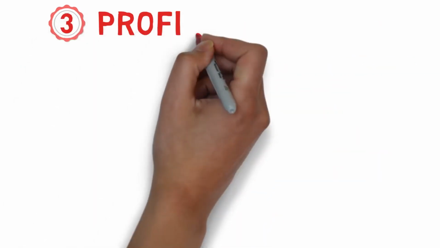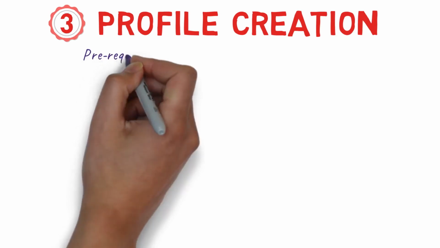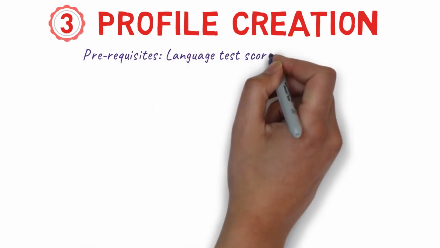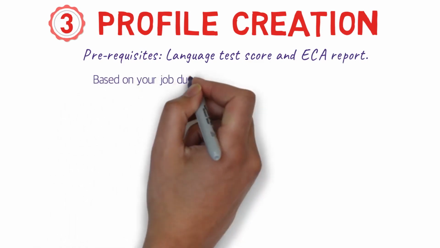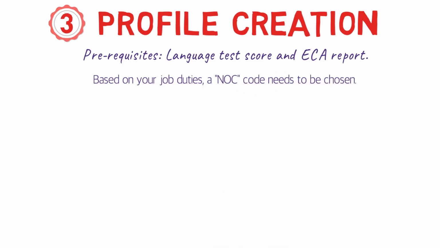Okay, now the step 3, creating your Express Entry profile. There are a few prerequisites before you create the profile. You should have your language test score and your ECA report ready with you, which means your step 1 and step 2 should be completed before you start your step 3. Based on your job duties, a NOC code needs to be chosen by you. What is an NOC code? NOC stands for National Occupation Classification, and it is a system to classify jobs which are grouped on the type of job duties and what a person does.